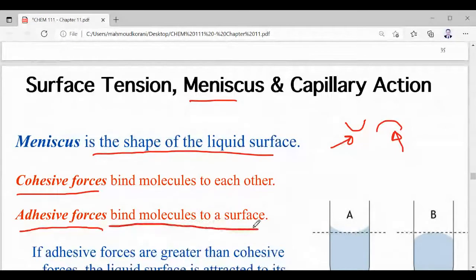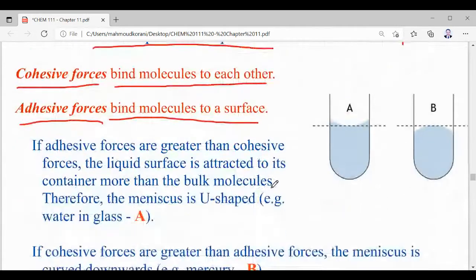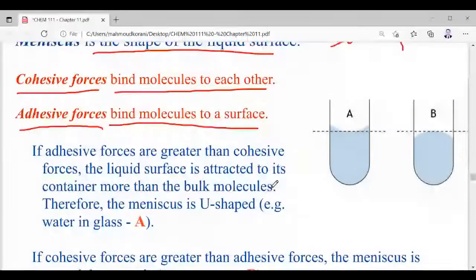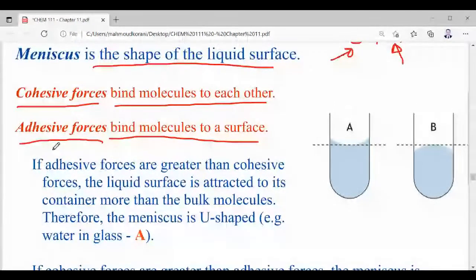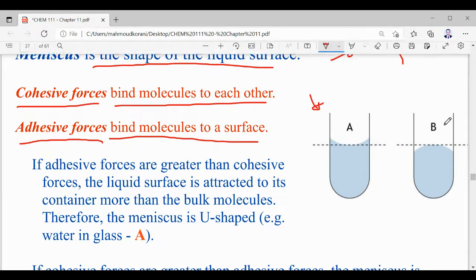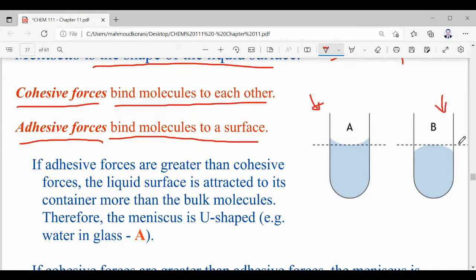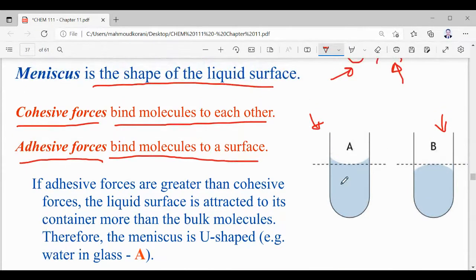Adhesive forces bind the molecules to the surface, while cohesive forces are the attraction between the same molecules. Cohesive forces bind the molecules to each other. So if there is a competition between these two forces, if the adhesive force is bigger, you end up with a U shape. If the cohesive force is bigger than the adhesive one, you end up with an N shape.